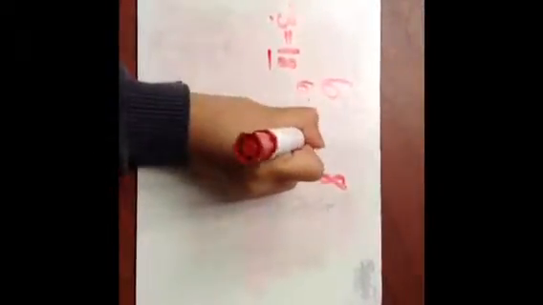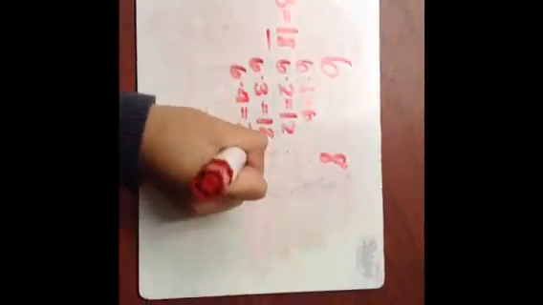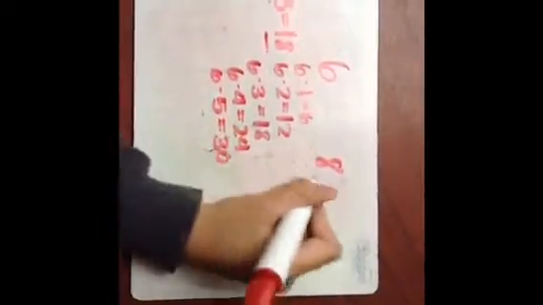6 times 1 equals 6. 6 times 2 equals 12. 6 times 3 equals 18. 6 times 4 equals 24. 6 times 5 equals 30. Now let's move on to 8.